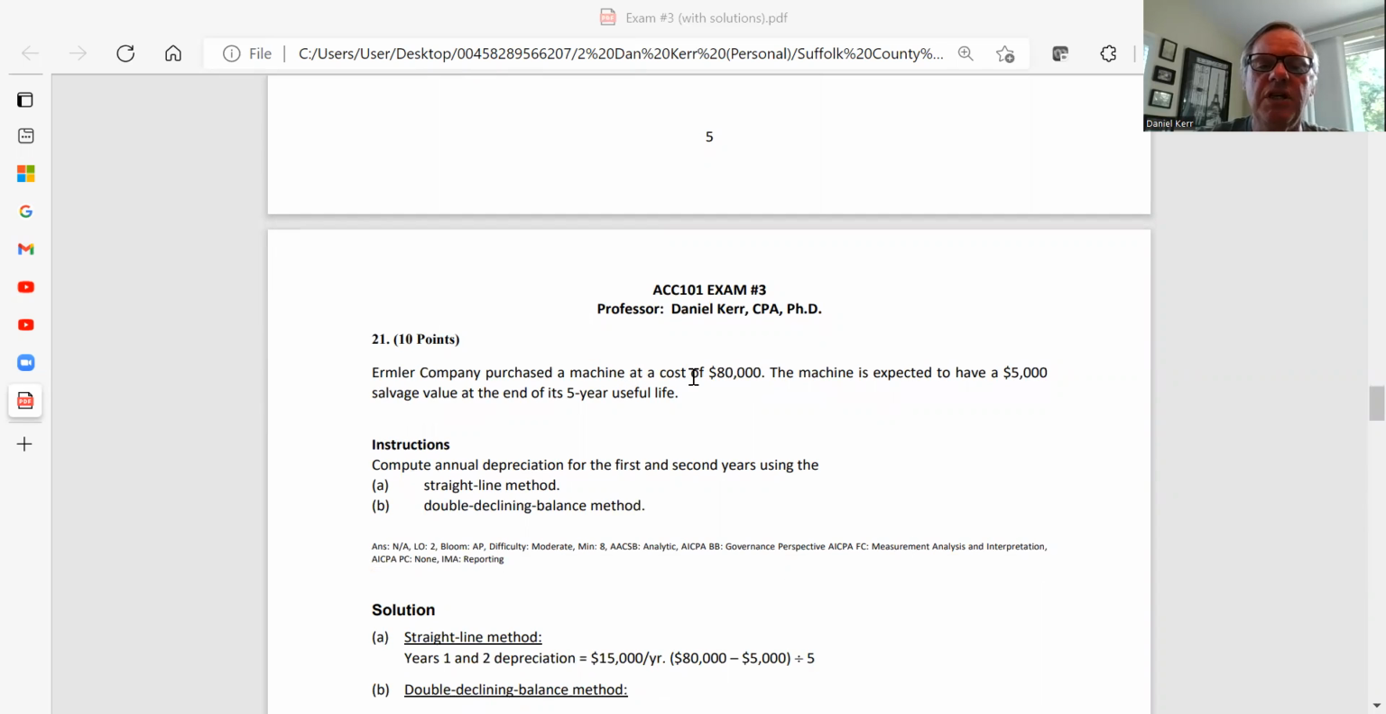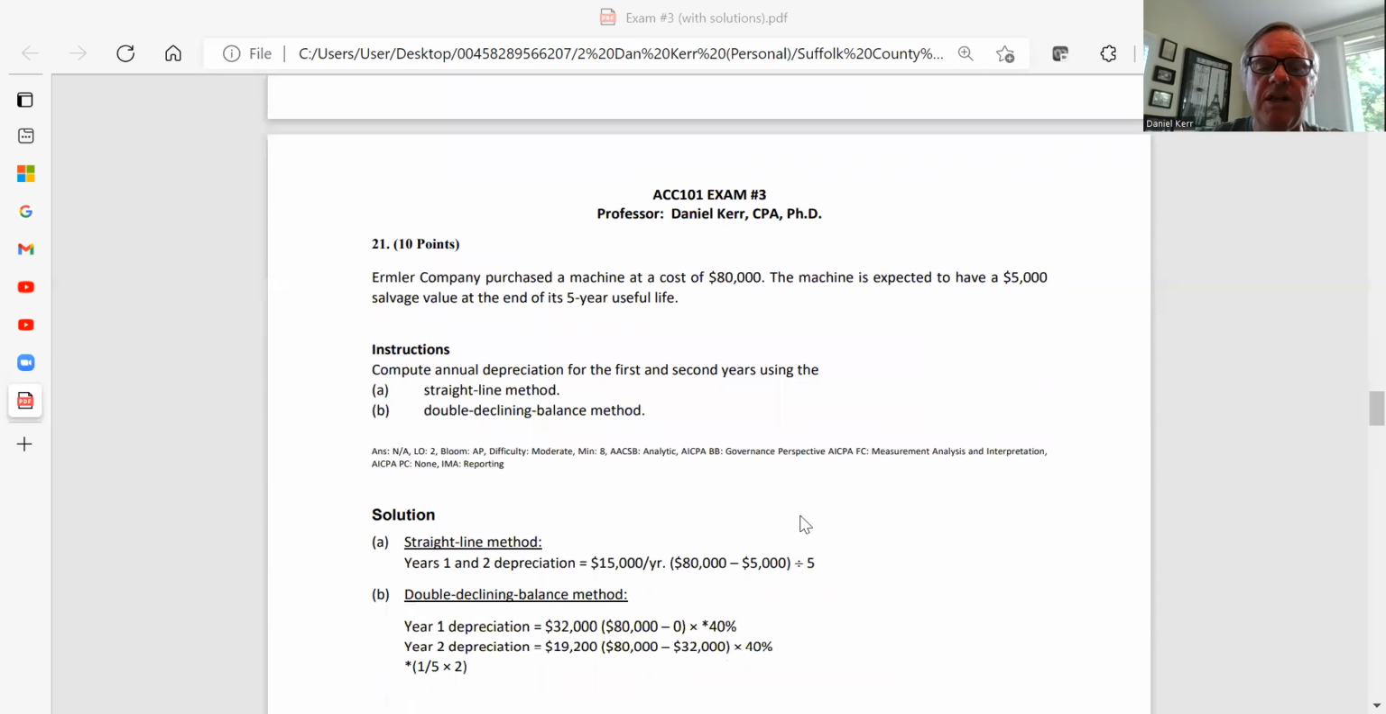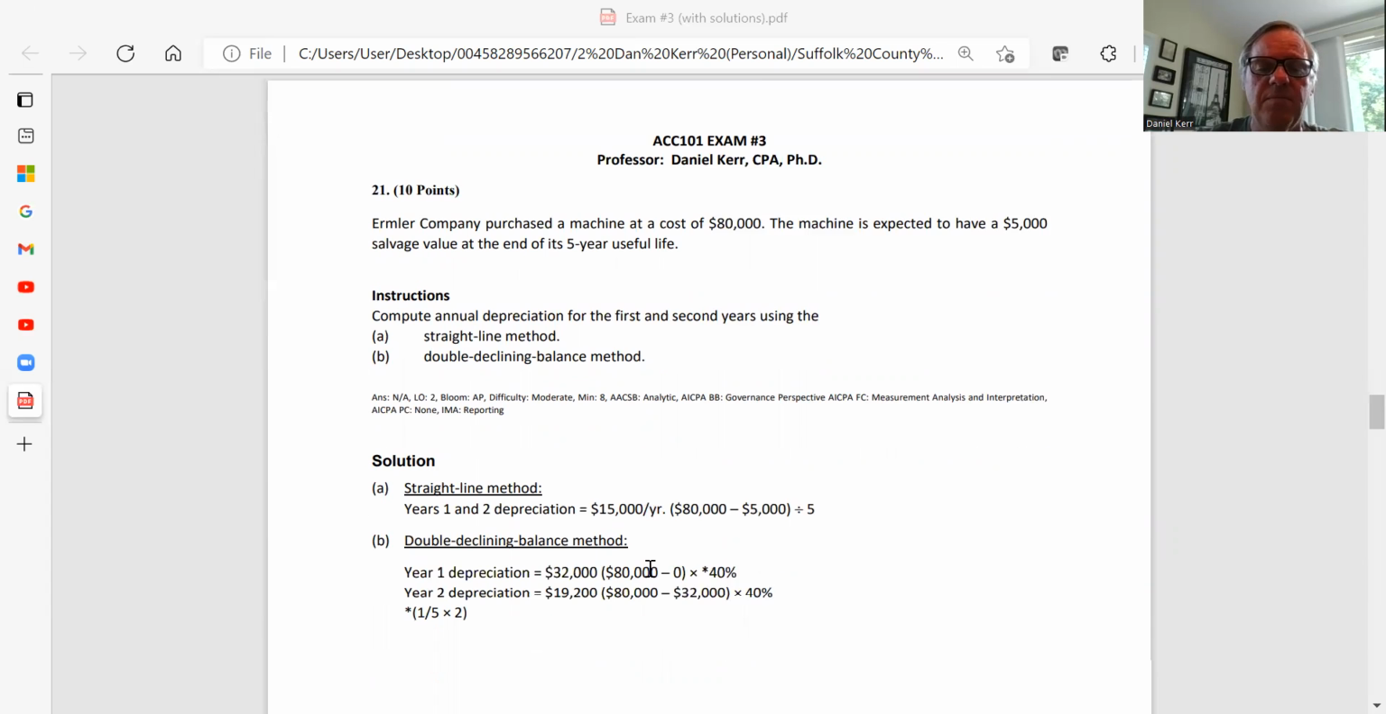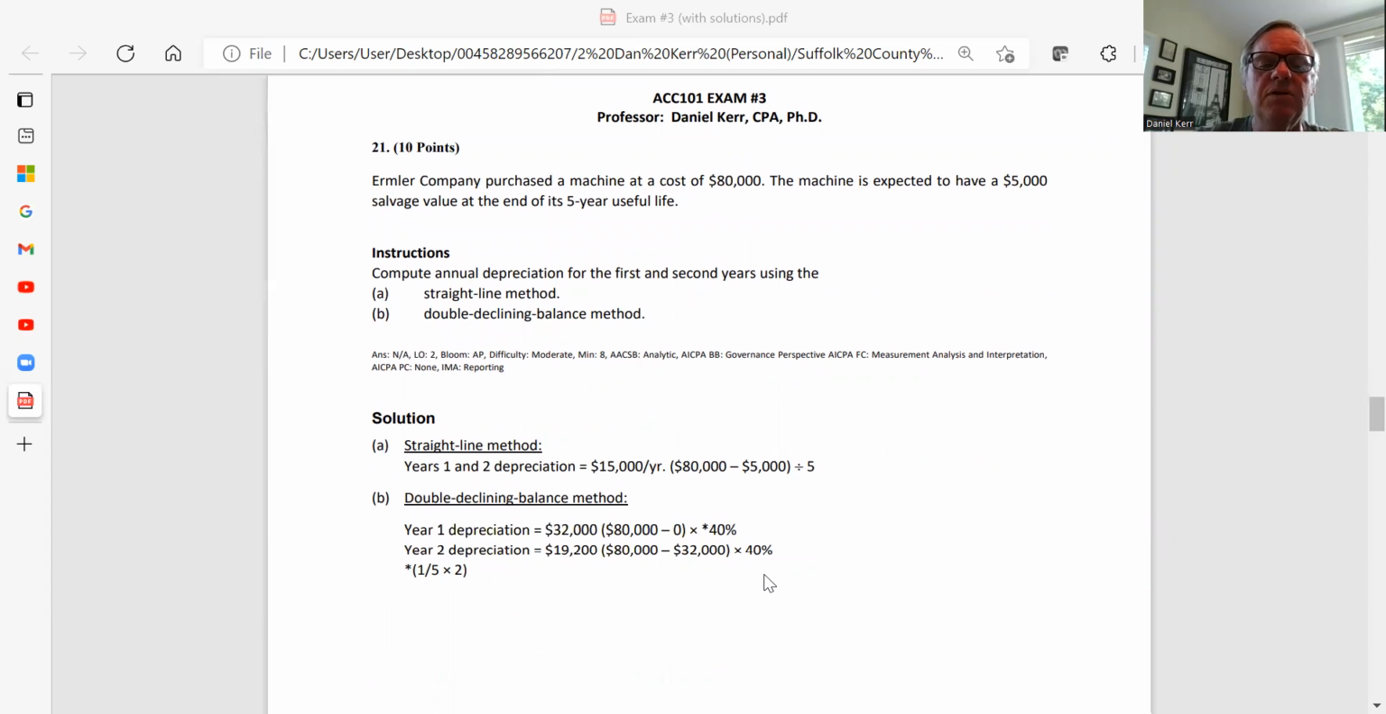So we purchased a machine that cost $80,000. It is expected to have a $5,000 salvage value at the end of the 5-year useful life. So we've got a cost of 80, we've got a salvage value of 5, and we've got a useful life of 5 years. We want the depreciation during the first and second year. On the straight line method, each year it would simply be the 80,000 cost minus the salvage value of 5 divided by 5. So you're going to get 15,000 the first year, and 15,000 the second year.